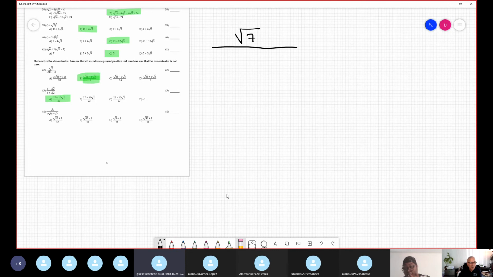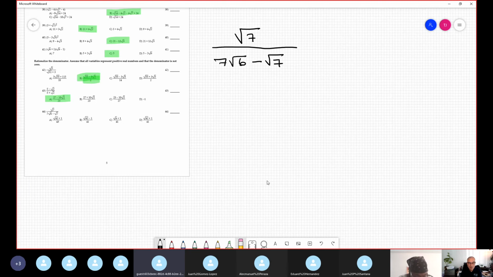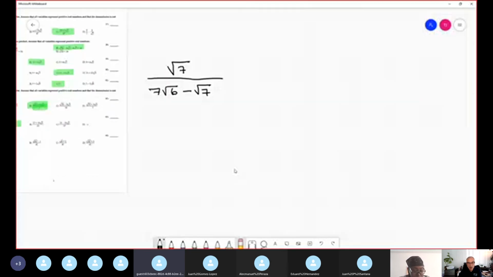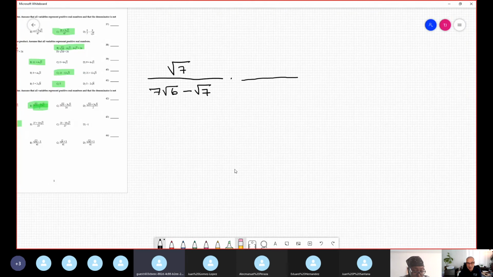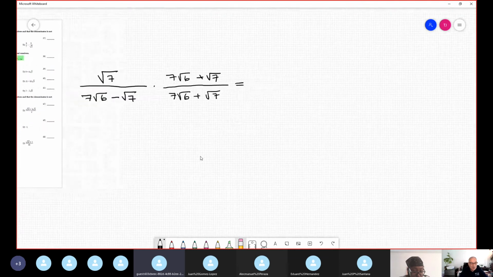Radical 7 over 7 radical 6 minus radical 7. Same thing. Okay, you multiply by the conjugate. A conjugate is exactly the same binomial, but in the bottom it is 7 radical 6 plus. You multiply the top and the bottom by the same to create the smart one. And you foil. Let's do the top part first, because it's easier. You multiply this times this.